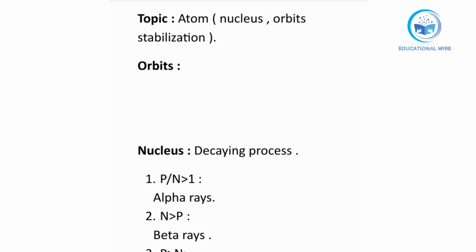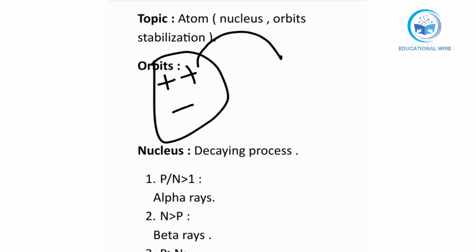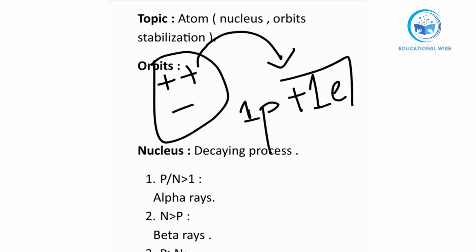Okay, after that, moving to the third point, we have proton greater than neutron, so we have more protons than neutrons. Here we have 2 protons and 1 neutron. Previously we emitted negative energy, but now we emit positive energy to become stable. When we take out the positive, 1 proton will remain, plus, okay, 1 electron, meaning a positive electron, also called positron.